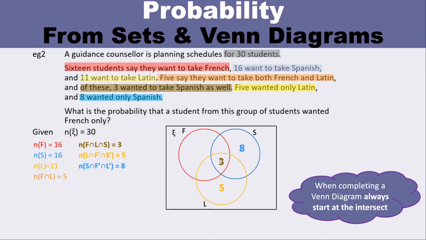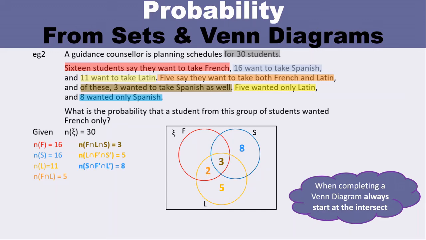Now we can look at the intersects of these different sets. Here we're told that the number of students who take both French and Latin are 5. So here's French, here's Latin. In between them, this here should be 5. But I already know that of those 5 students, 3 of them also want to take Spanish. So if there's 5 here all together, and 3 is already there, 5 minus the 3, there should be 2 over here.